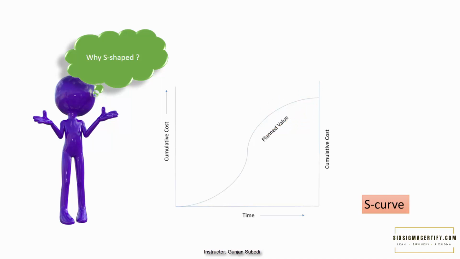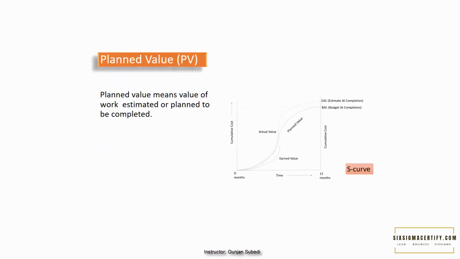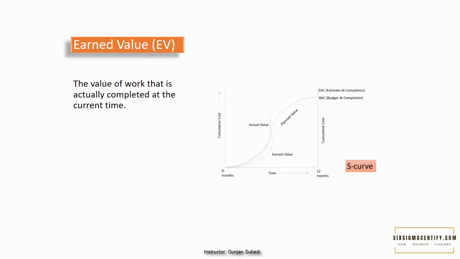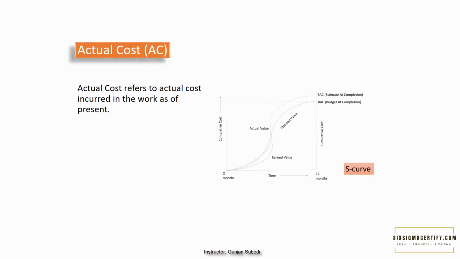So let's suppose this is the planned value of the cost or schedule for our project. Planned value simply means what value of the work is estimated or planned to be completed. There is another term, earned value, which simply means the value of work that is actually completed at the current time. Another term, actual cost, refers to the actual cost incurred in the work as of present.